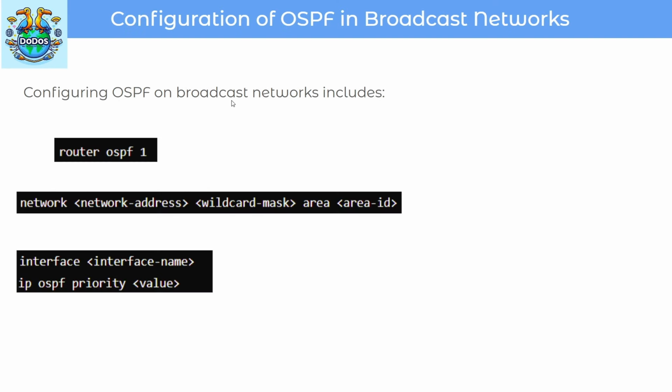Configuration for these is also quite simple and straightforward. Router OSPF 1, then you do the network command and throw in the network address, wildcard mask, and area. And then interface, and you do whatever interface, like Gig0/1 for example, and then ip ospf priority, and whatever. That's how you pick it. That's done. Done deal. You have OSPF configured.